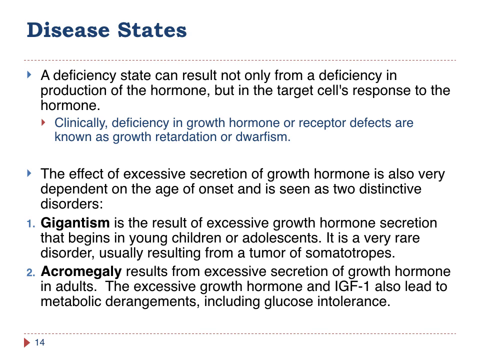The effect of excessive secretion of growth hormone is also very dependent on the age of onset and is seen as two distinctive disorders. Gigantism happens in children if there is excessive growth hormone secretion that begins in young children or adolescents. It's a very rare disorder, usually resulting from a tumor of the somatotrophs. Acromegaly results from excessive secretion of growth hormone in adults. Excessive growth hormone and insulin-like growth factor also lead to metabolic derangement, including glucose intolerance. Of course, you will take these in more detail in the disease status, in the disorders of the hormones.